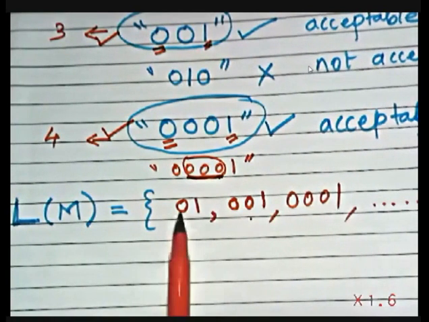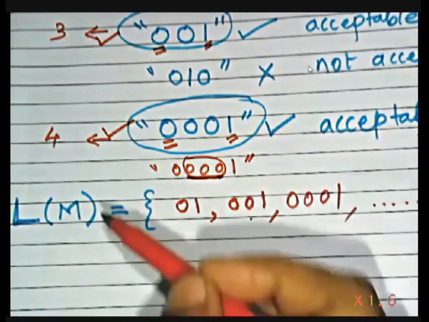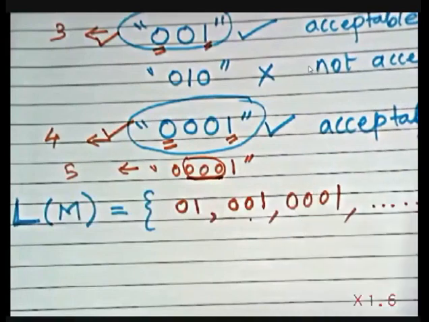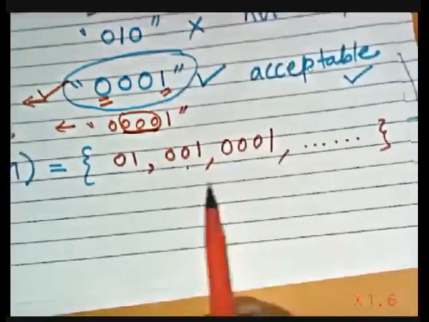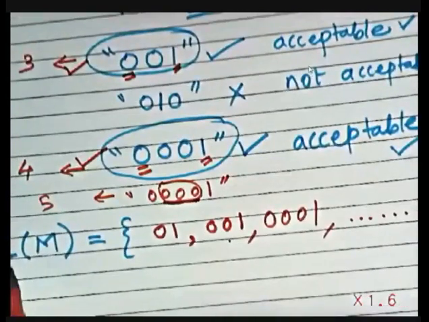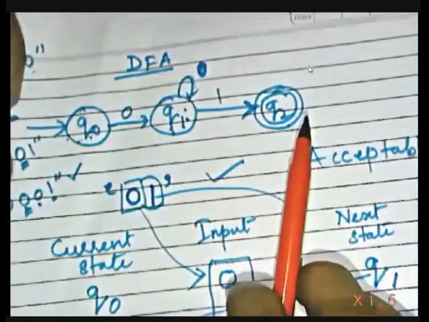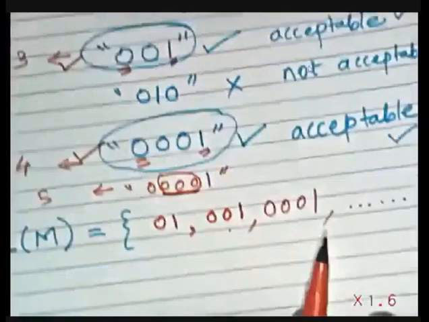So like this, any strings can be generated. Like I can have 0 1, 0 0 1, 0 0 0 1. Now I can have any size. Here the size of this string is 5. So I can have any size of string which can be part of this language, right? So my language which is acceptable by this finite automata will be this one. And how will I represent this language?